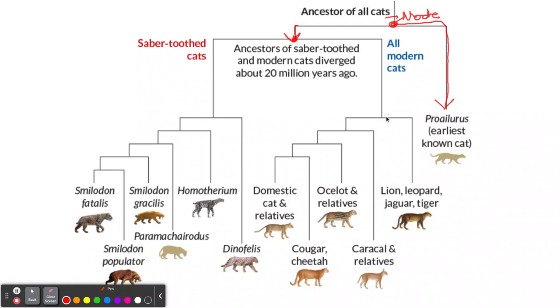And then from there, we would have another node here that would give us our modern big cats, like we talked about over here, and then the saber-tooth Smilodon and its lineage over here. And you can see each node, each branch, is where the common ancestor was.